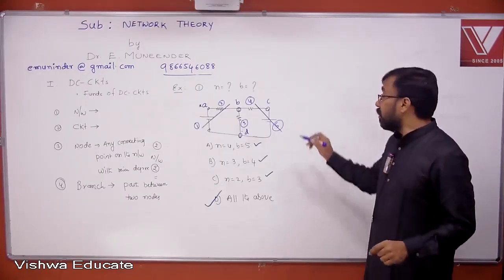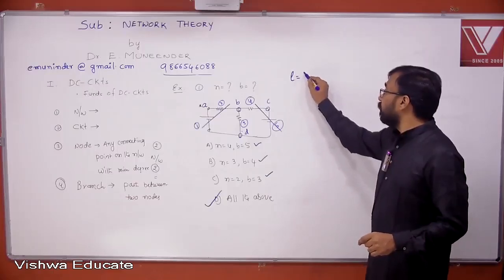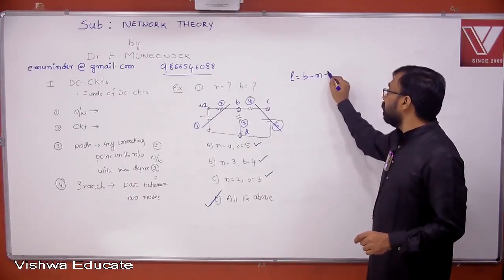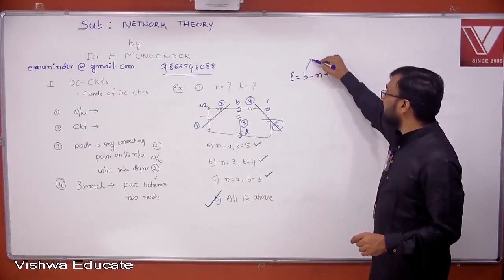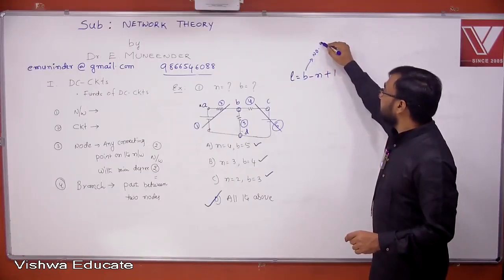But the number of loops, L, is equal to what? B minus N plus 1. What does B stand for here? Number of branches.